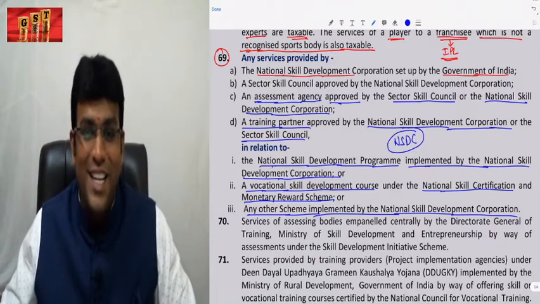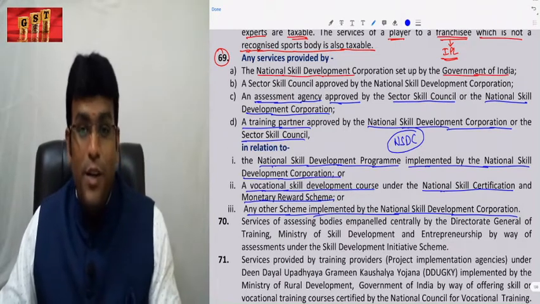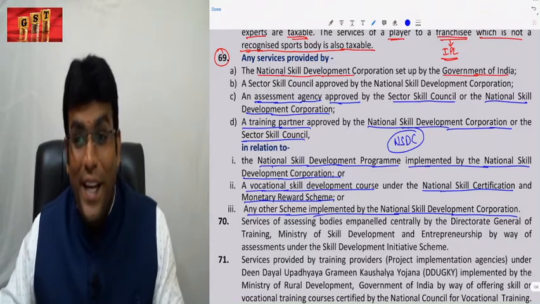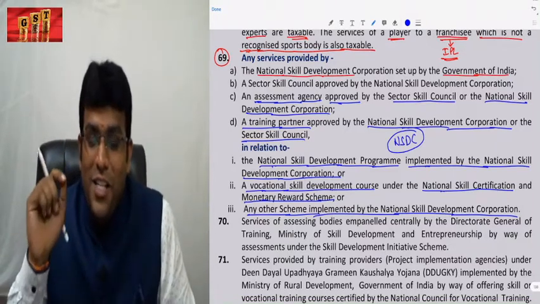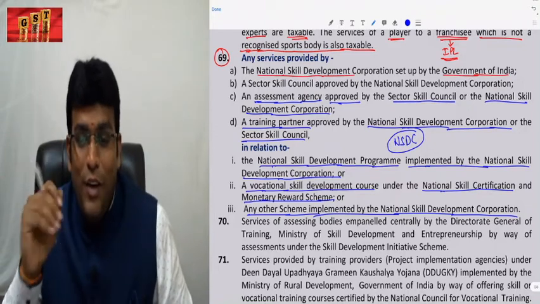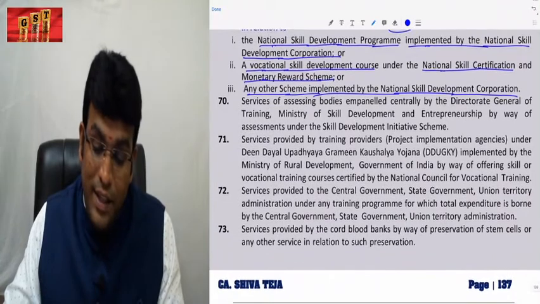Clear, sir? Done. So service given by somebody who is engaged in skill development activities which are monitored and controlled by National Skill Development Corporation is always exempt, my dear friends. Next point. 70th point you see now.